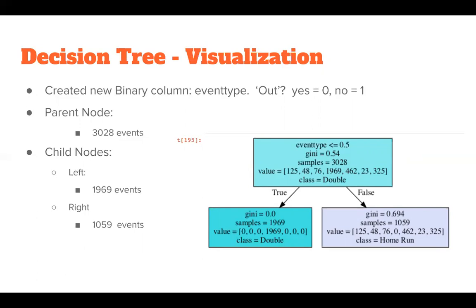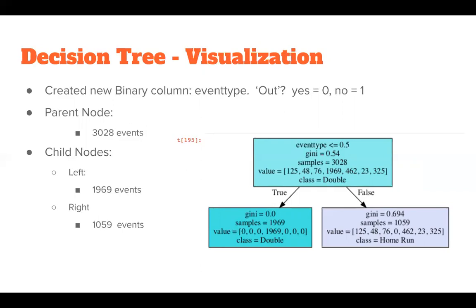As you can see, after visualizing the tree, the parent node contains 3,028 total events, which is all of the pitches that our pitcher John Lester threw. And it also contains the split point of event type less than or equal to 0.5. If the event is an out, then it's less than 0.5, so it's sent to the left, and if it's not an out, then it's sent to the right. Therefore, in conclusion, Lester threw more pitches leading to outs.